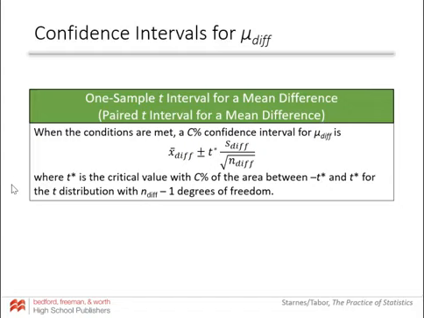Again, on your formula sheet. So the sample mean difference, when they write x-bar diff, that's what that means, mean difference, plus or minus t star, and then the standard deviation of the sample difference divided by the square root of n, all right? And when we use t star, our degrees of freedom is n minus 1.